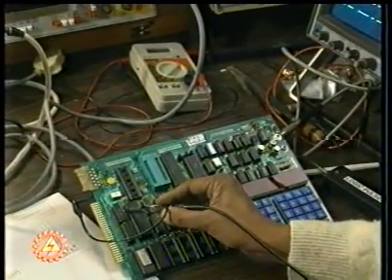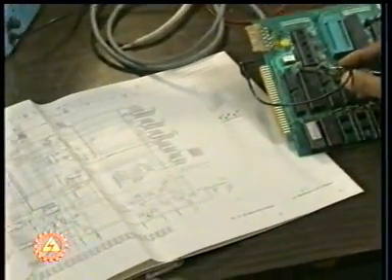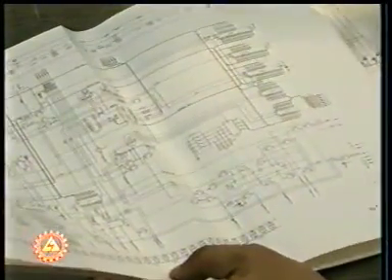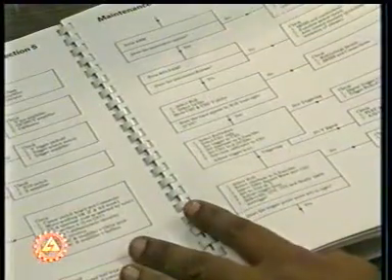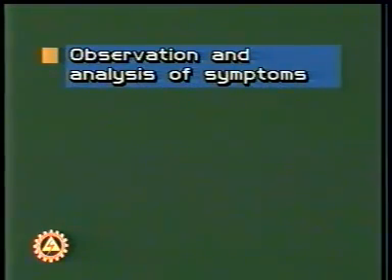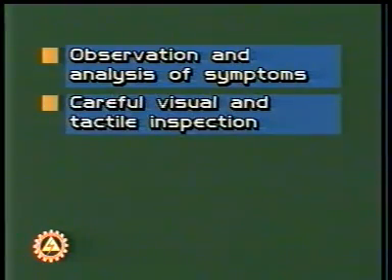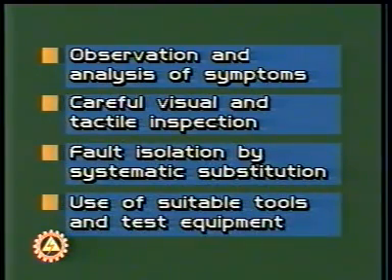In troubleshooting, while intuition plays a significant role, a service engineer follows a logical, systematic, and step-by-step method to locate a fault. The methods are observation and analysis of symptoms, careful visual and tactile inspection, fault isolation by systematic substitution, use of suitable tools and test equipment.